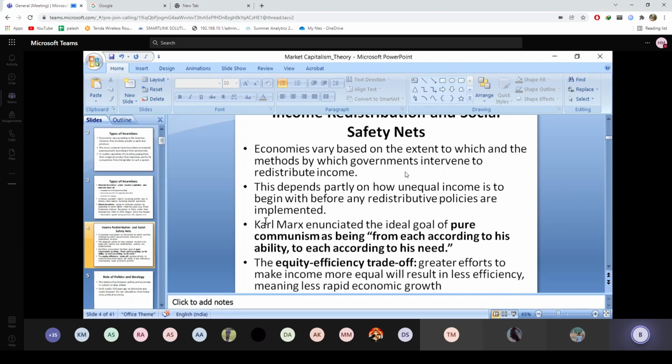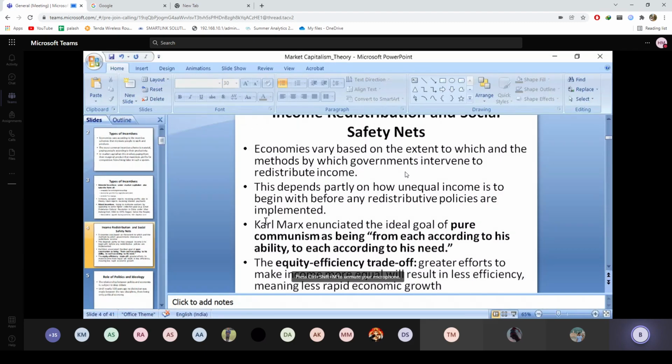Now, one of the implications of the redistribution of income is that every country tries to become equal, or at least maintain some sort of equity. But in the process, there is always the issue of losing efficiency. That's what is called the equity-efficiency trade-off, and there's a serious trade-off in that, especially in an open economy, where whenever the government makes efforts to make income more equal, this will eventually result in less efficiency, meaning less rapid economic growth.